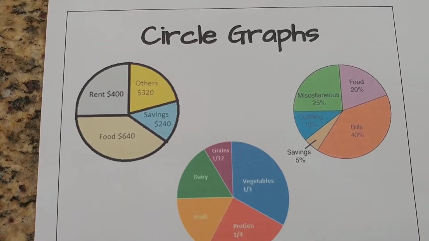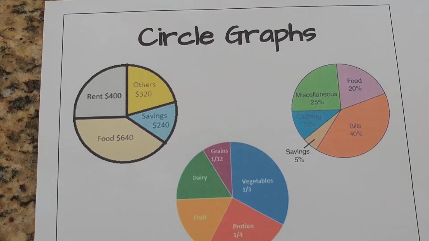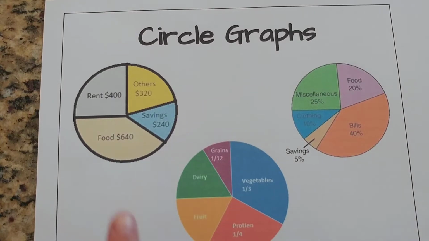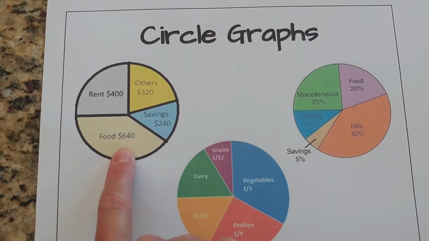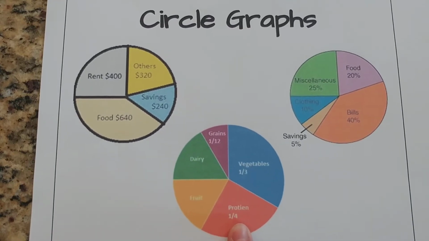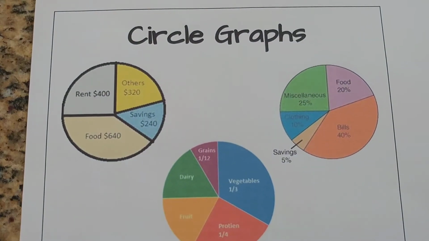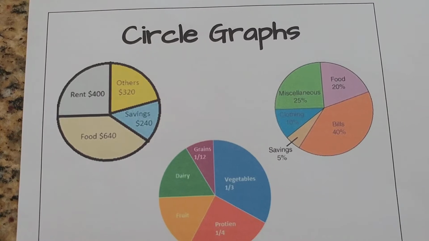In today's lesson, we will be looking at circle graphs. The three different kinds of circle graphs that we will be looking at are graphs that have numbers or totals, graphs that have fractions like down here, and graphs that have percents. The really great thing about circle graphs is they give you a lot of information just in a picture.